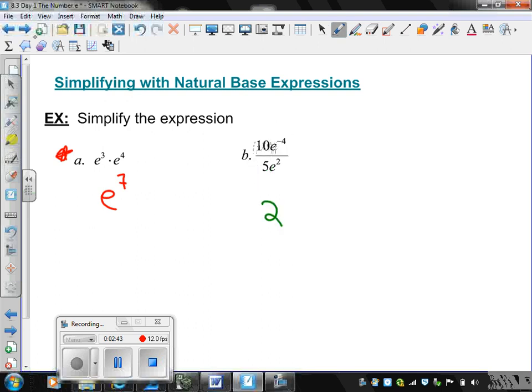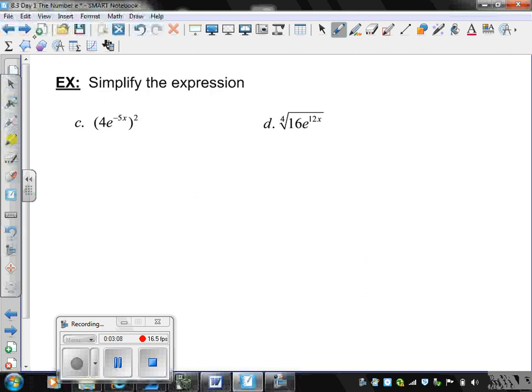And now we have division with the number e. Well, this is really subtracting with our exponents, right? So I can say 2e to the negative 4 minus 2, or 2e to the negative 6. Or if you don't like that, you can say it's 2 divided by e to the positive 6. Either one is fine. We should be comfortable with both of these by now. But again, that's just a little playing around with the number e and with exponents. So these two are a little amped up, but you guys try these.